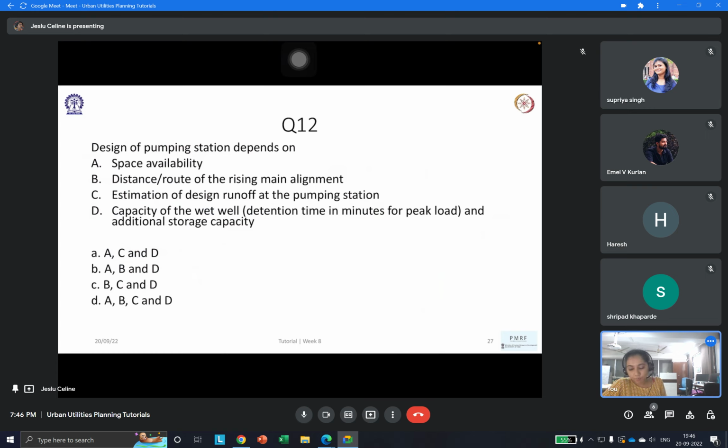The design of pumping station depends upon space availability, distance or route of rising main alignment, estimation of design runoff at the pumping station, capacity of wet well, and additional storage capacity. So which of these?